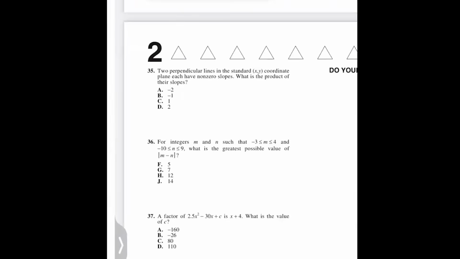So 35, and I promise we're almost done. Two perpendicular lines in the standard XY coordinate plane have non-zero slopes. What is the product of their slopes? So let's just kind of pretend. It doesn't really matter which one. So we're going to go line 1. We're just going to call it non-zero slopes. We're going to call it -2.